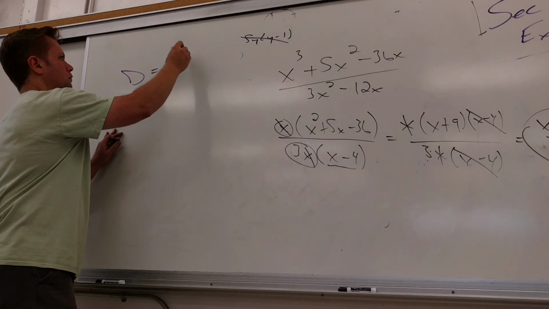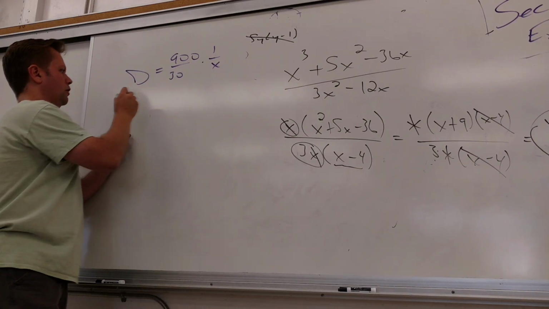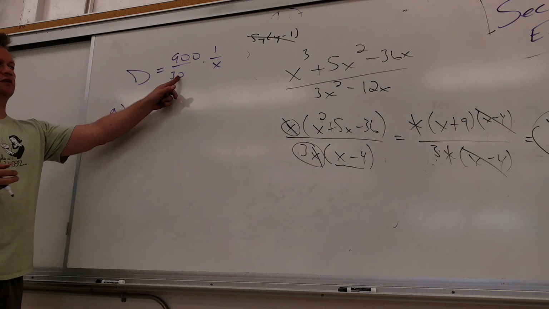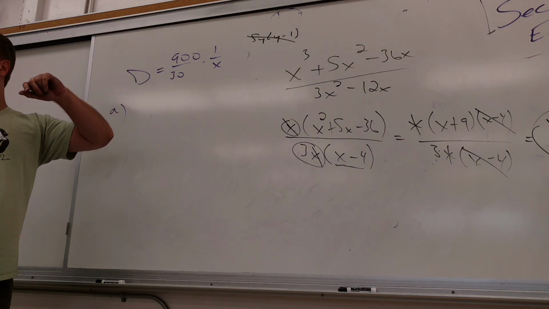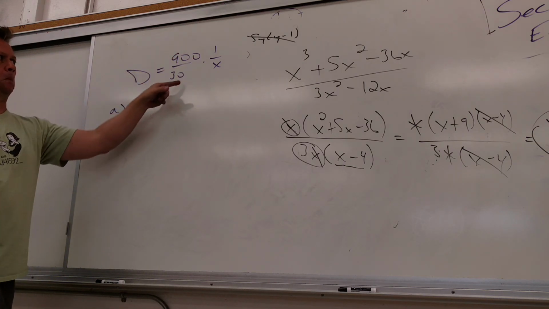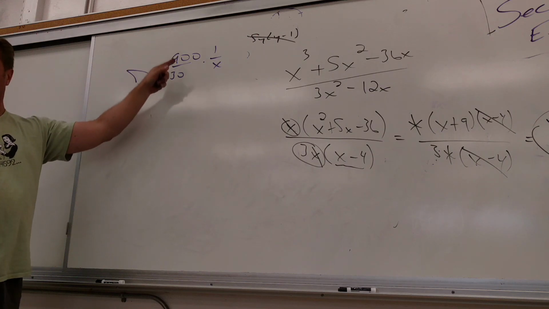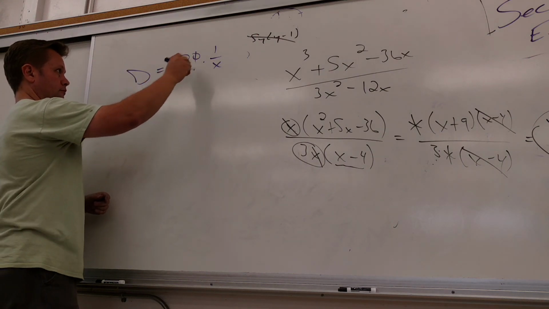Yes. And part A said simplify this. So what can you do to simplify this? How do you simplify this? Multiply. Yeah, multiply is one thing, but you can also at the same time. Yeah. Reduce. 3 goes into 90.